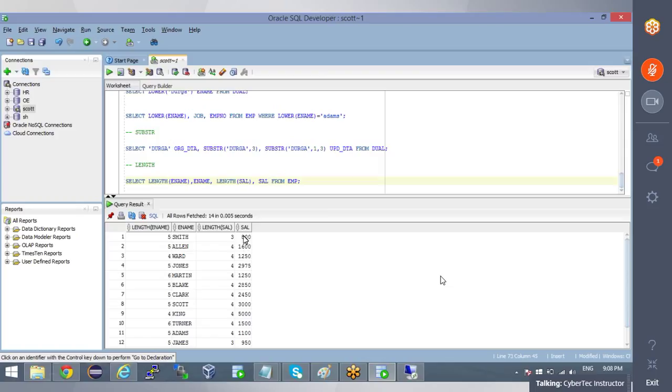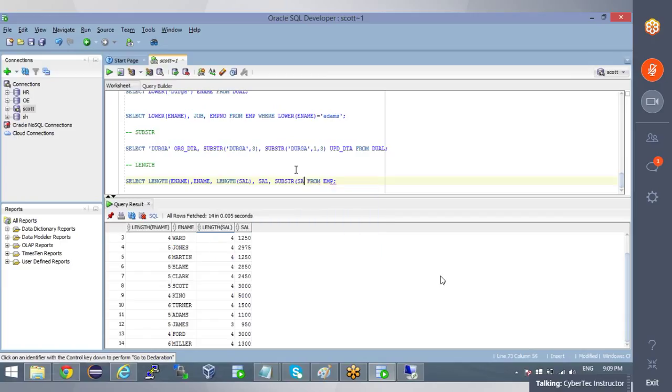See, salary is a 3-digit word. 1600 is a 4. So that is how it works. Length can be applied to strings or to numericals. Now likewise, can we apply the substring to numerical values?